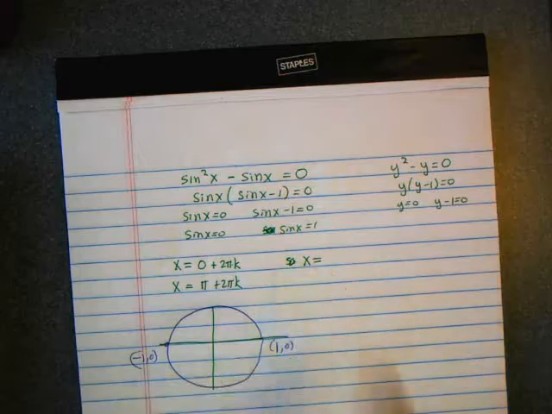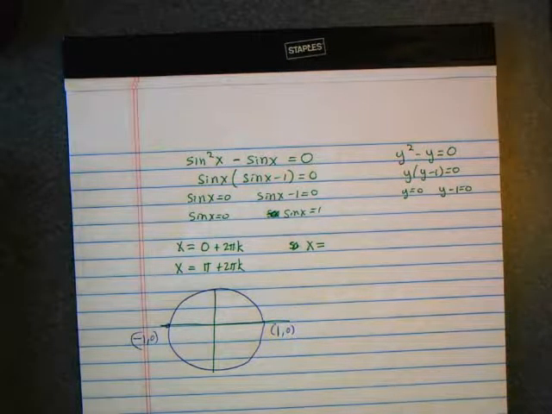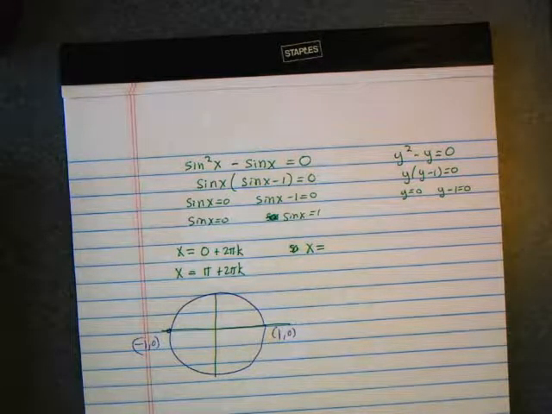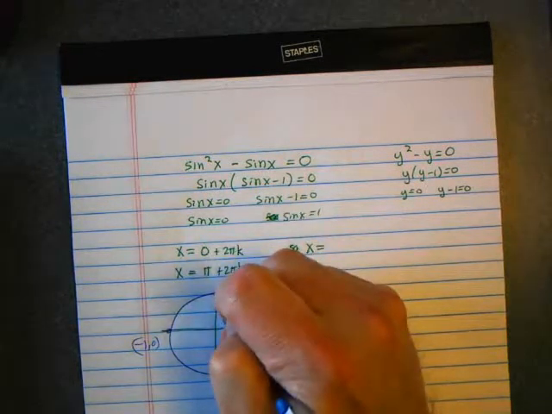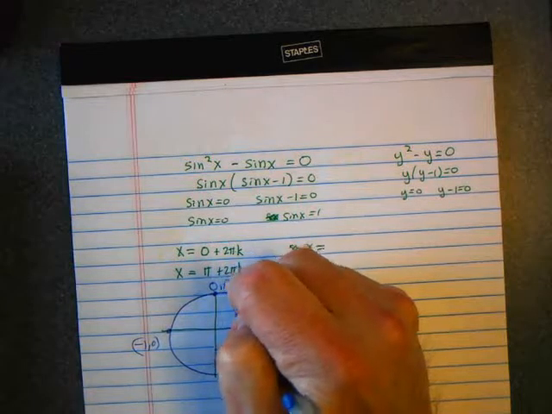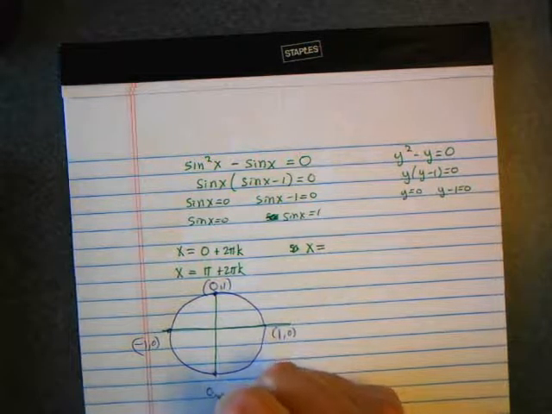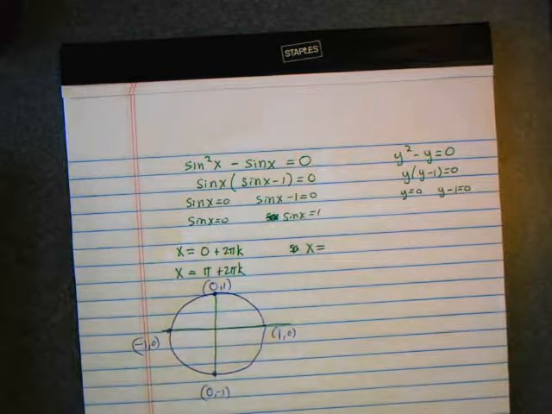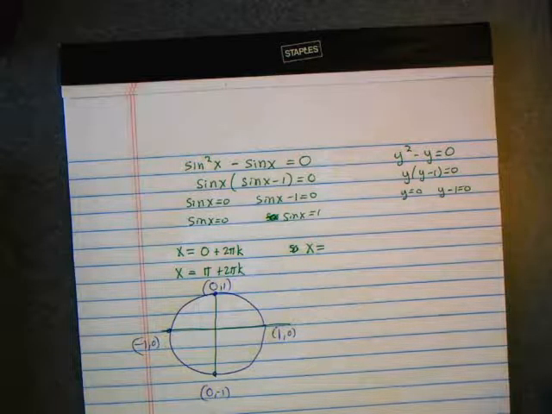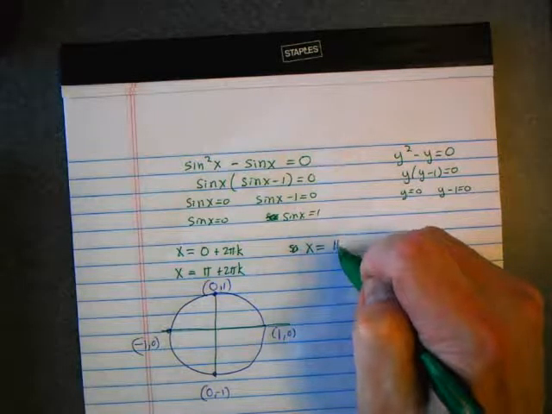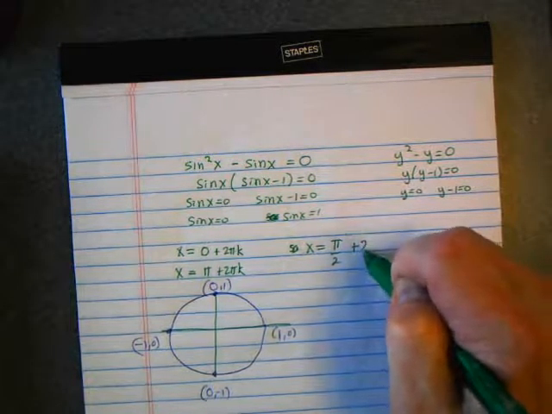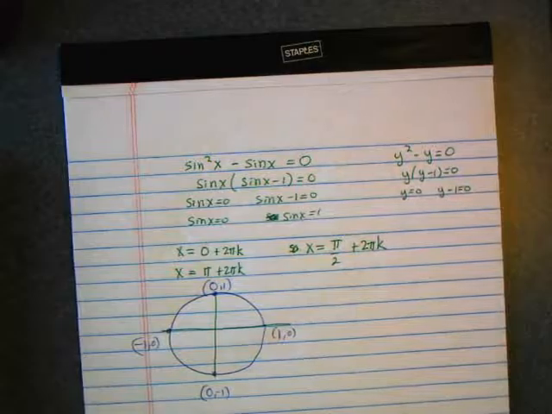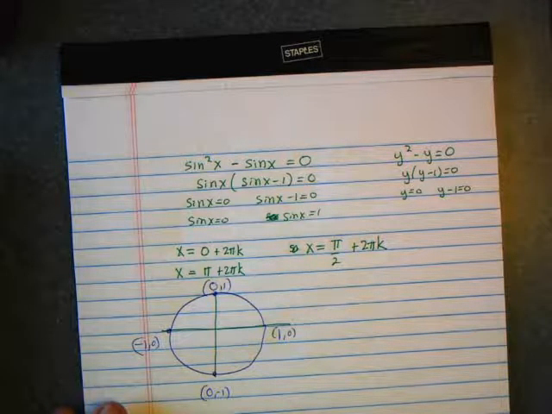When does sine of x equal 1? So this is the point 0 comma 1, and this is 0 comma -1. So when does sine equal 1? At pi over 2. And that's the only spot, isn't it? So here we only get one answer, pi over 2, plus 2 pi k. Questions on that?